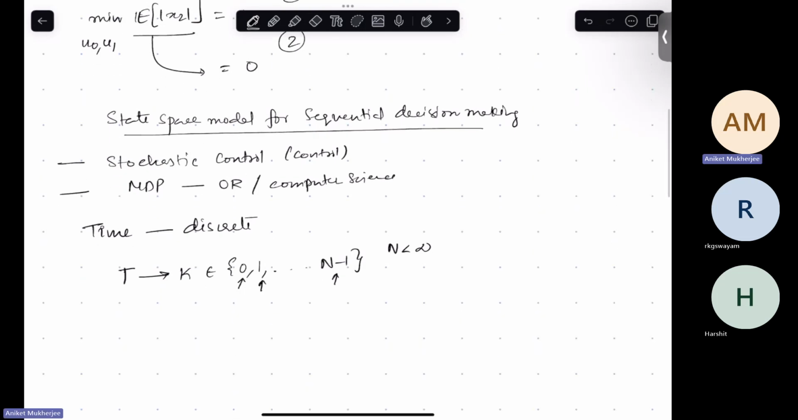The system evolves in between those time instances, but you'll be able to just take actions or observe the state of the system at those discrete time instances. It doesn't mean that the systems are discrete. You're just modeling the system in a discrete way.